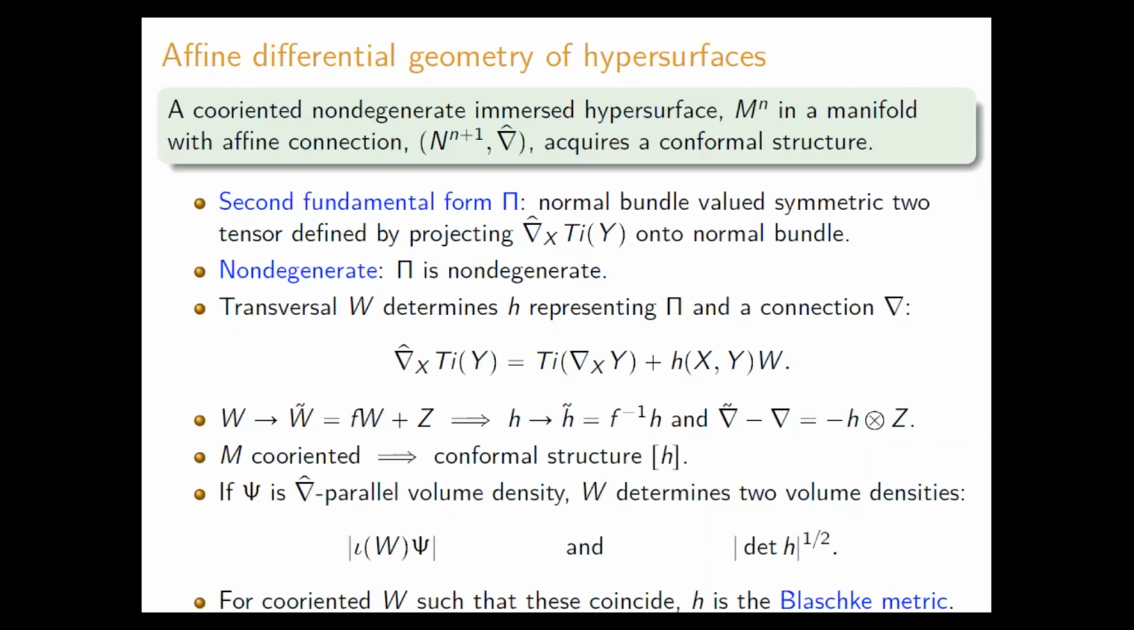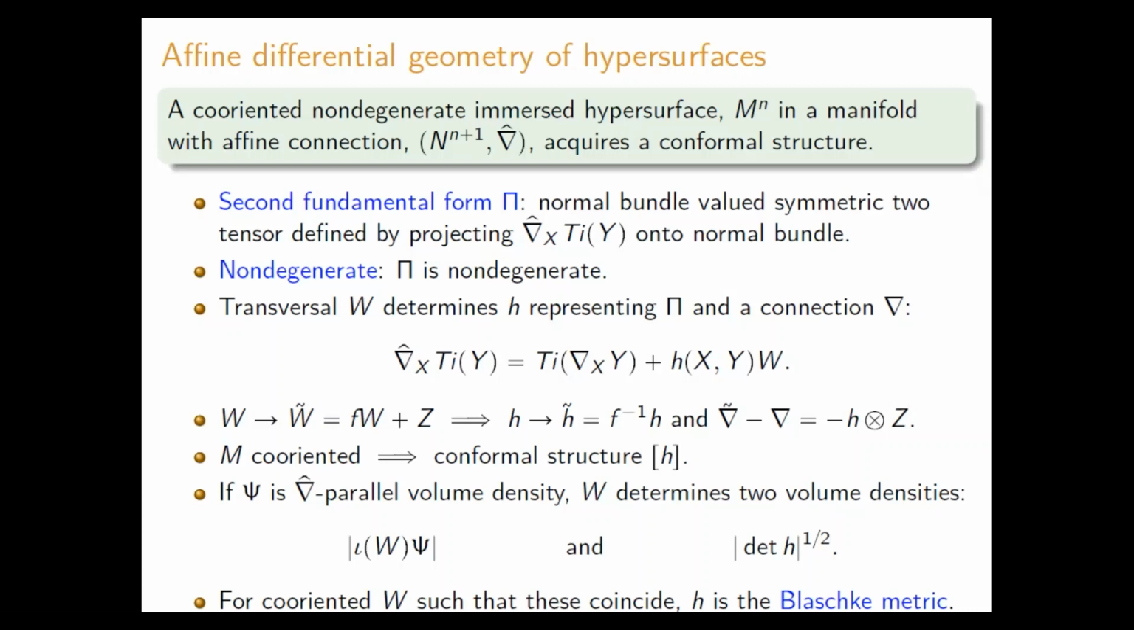So the second fundamental form is a normal bundle valued symmetric two tensor. You just take two tangential vector fields, you take the covariant derivative in the ambient connection of one along the other, and you project onto the normal bundle. And so it's non-degenerate if this is a non-degenerate tensor. That makes sense because of the co-orientation.